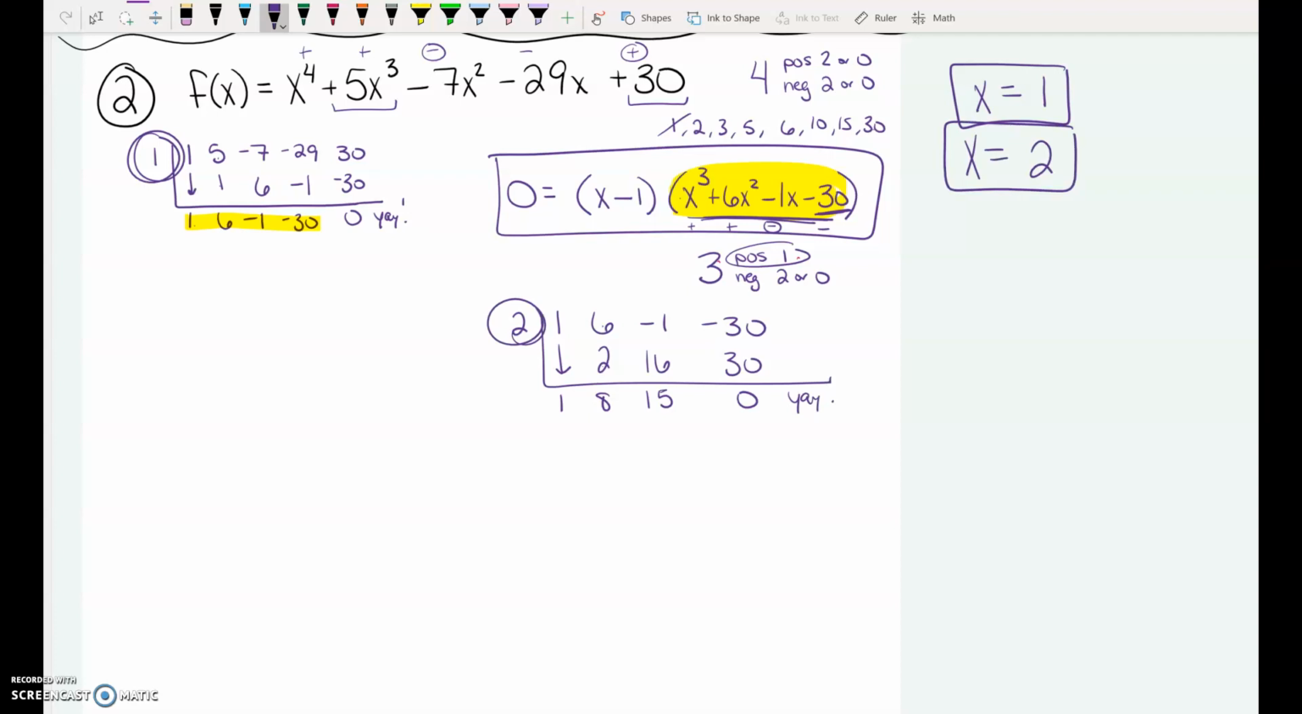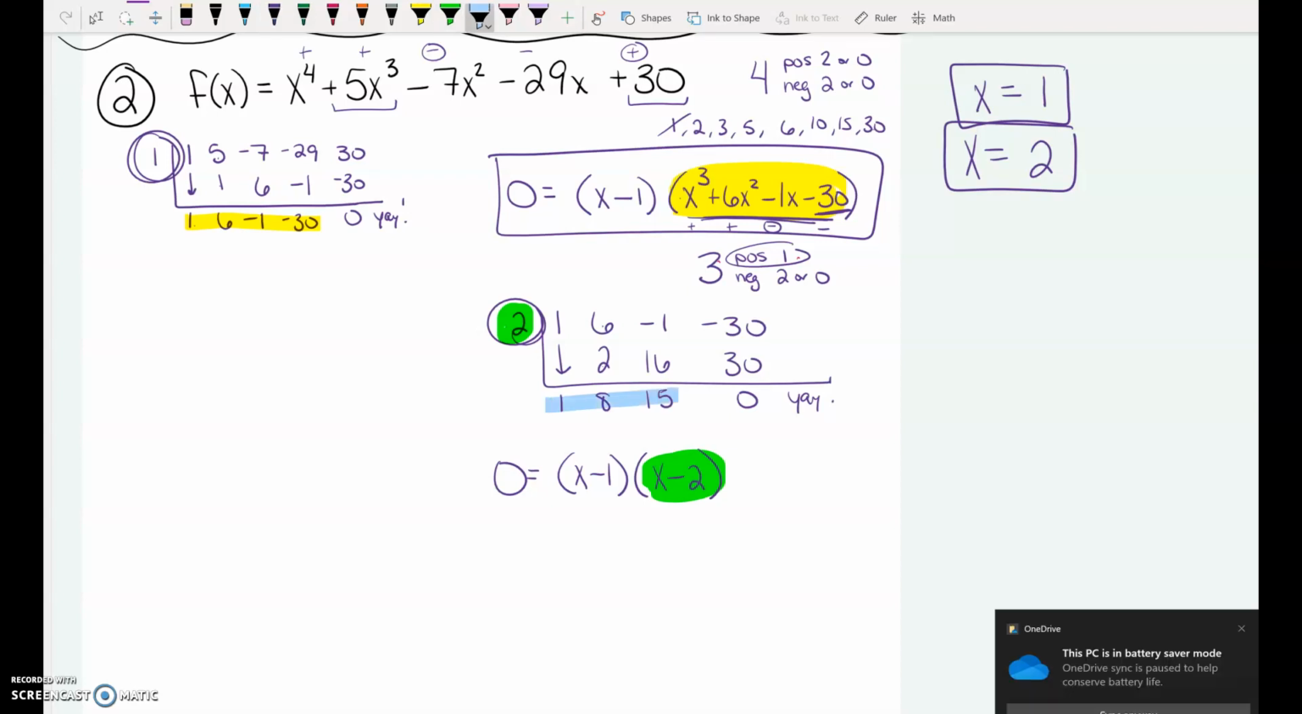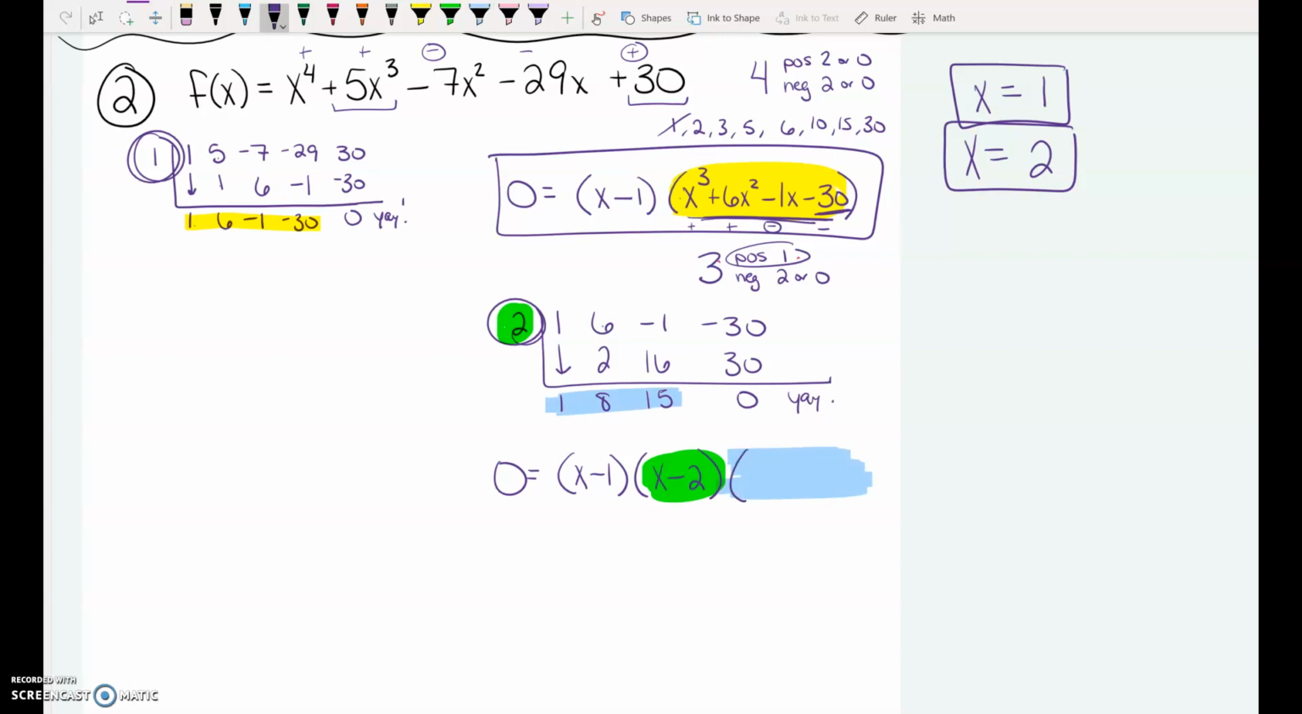Let's update what I have boxed right there. We've got the x minus 1 from before. Now this 2 tells us that we have x minus 2, and then this is going to give us the rest of this. This time we had x cubed, we pulled an x out, so now this is x squared plus 8x plus 15.